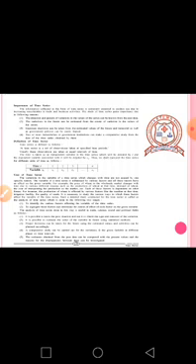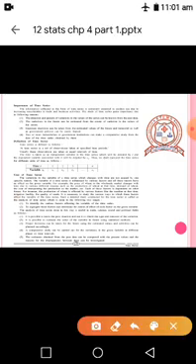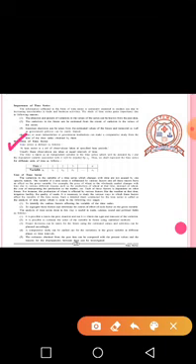Now we are going to learn the definition of time series. Clear? So, the definition of time series. A time series is defined as follows: a time series is a set of observations taken at a specified time period. Again I am repeating, a time series is a set of observations taken at a specified time period.